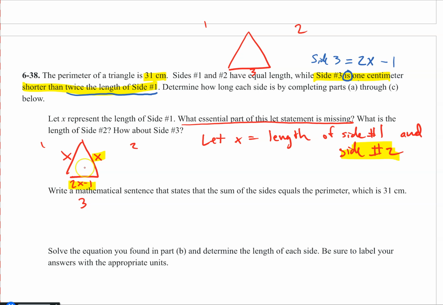Alright. So we have side 3, side 2, and that was the missing part. Now we need to write a mathematical sentence that states the sum of the sides equals the perimeter, which is 31 centimeters. Perimeter means you just go around the triangle and add up each side. So we have x plus x plus 2x minus 1. That's all 3 sides. Add them up, and they should all add to 31.